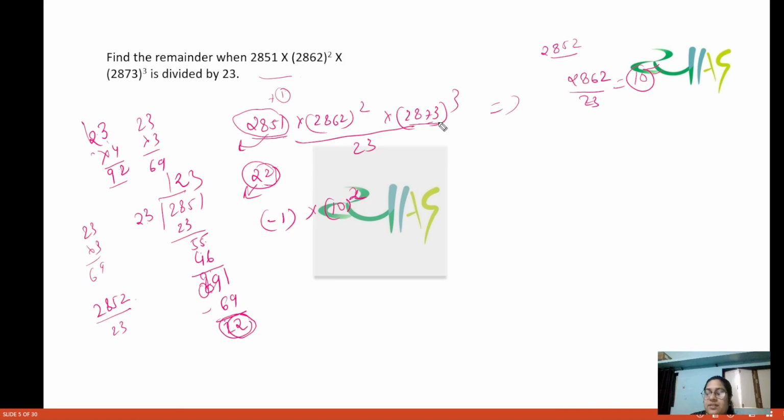Now similarly you have 2873. Now see, 2852 is divisible by 23. You add one more 23 in it, again it will be divisible by 23. So 2875 is also divisible by 23. Now this is 2873, obviously do minus 2 here. So you have (minus 2) cube divided by 23.